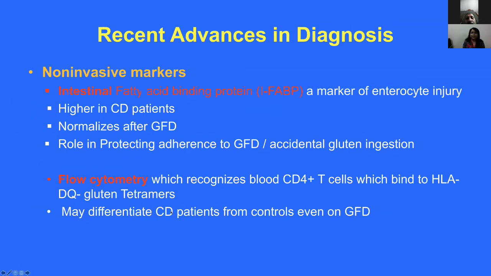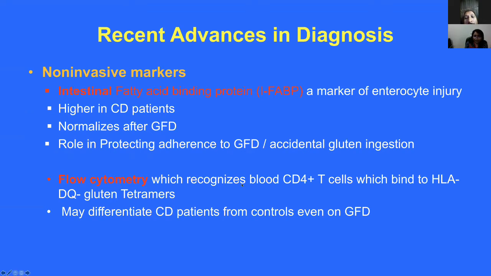Some of the recent newer tests have come in patients with celiac disease. They are intestinal fatty acid binding protein, IFABP. This is basically a marker of enterocyte injury. This is seen at a higher level in patients with celiac disease, which normalizes after a gluten-free diet. This has a role in assessing adherence, if we want to assess whether the patient is adhering to a gluten-free diet or not. In those cases, this value can be seen. Or if a person has accidentally ingested gluten, in those cases we can do this level.